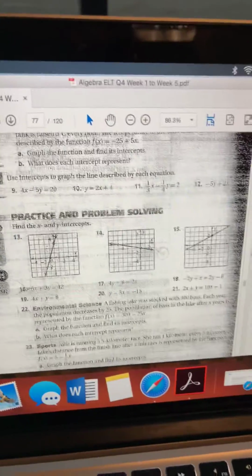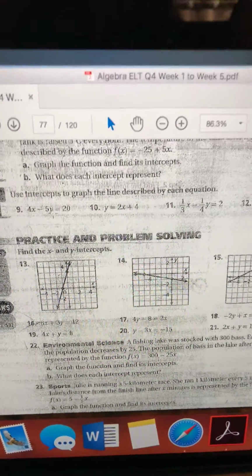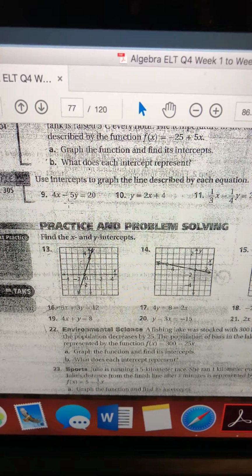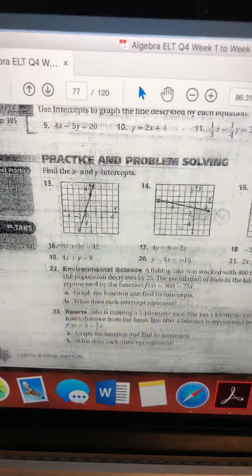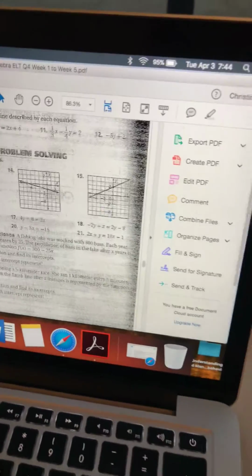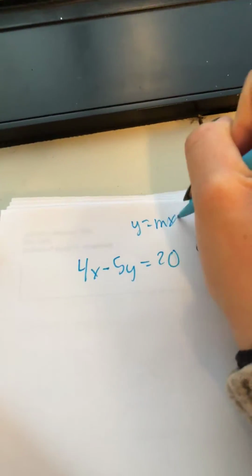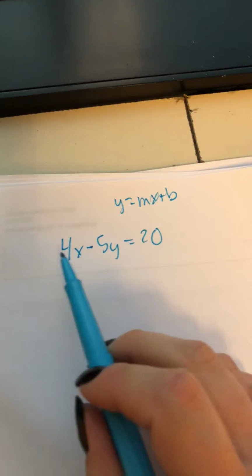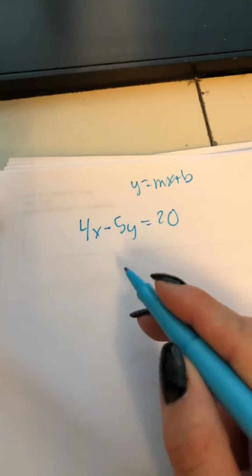For the graphing part, you need to put it in y equals mx plus b to go ahead and graph these equations. I'm going to show you one, and then I'm going to release you and have you do the rest of the worksheet. Beautiful. So number 9 says 4x minus 5y is equal to 20. I know in order to graph it, I need it to be in y equals mx plus b. Here I have 4x minus 5y is equal to 20. That is not in my y equals mx plus b form.